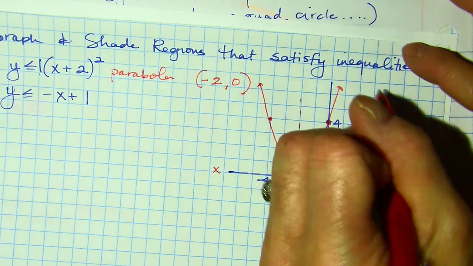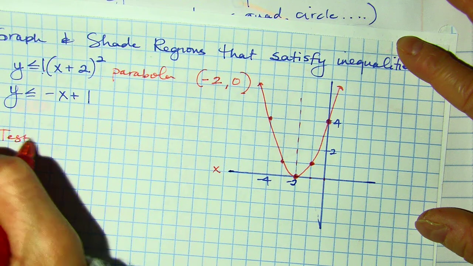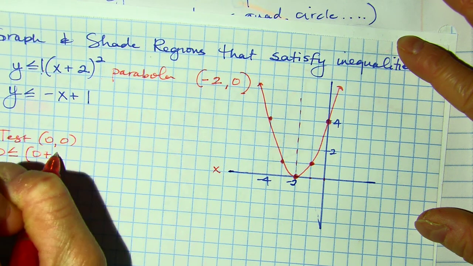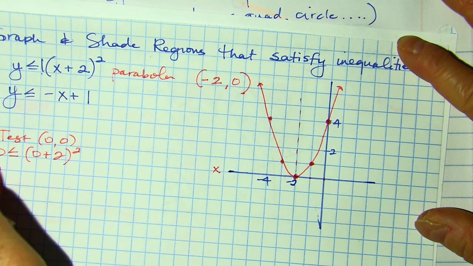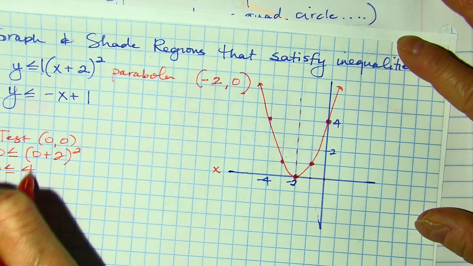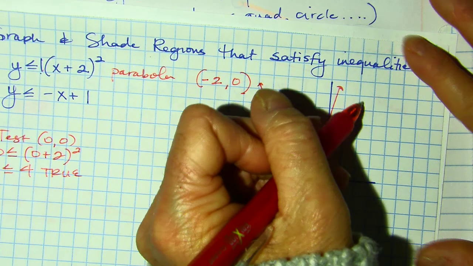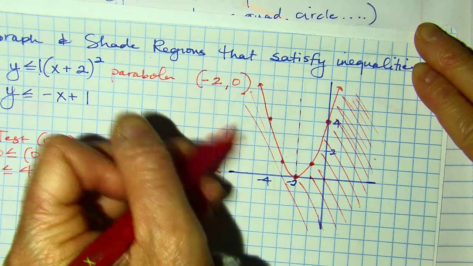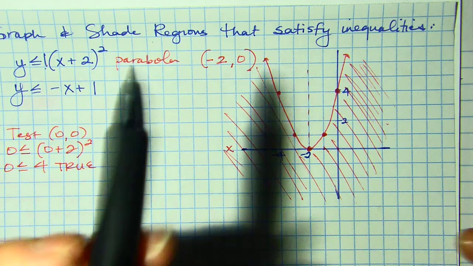Now I'm going to test 0, 0. So is 0 less than or equal to 0 plus 2 squared? 0 is less than 4. That's true. So I would shade where 0, 0 is. All right, the bottom is a line.